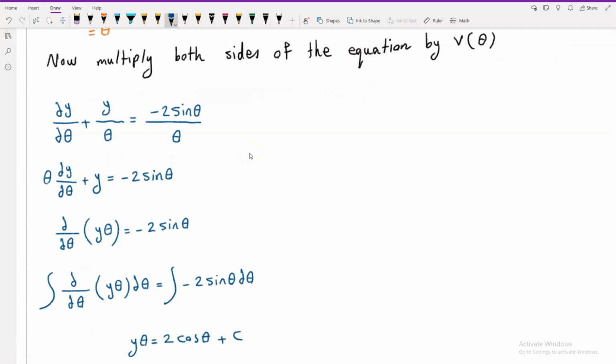Now multiply both sides of the equation by v(theta), which is theta. We're going to have theta times dy/d theta + y equal to -2 sin theta. So what we have on the left side is d/d theta of (theta times y), equal to -2 sin theta.